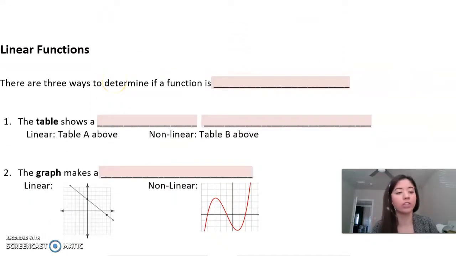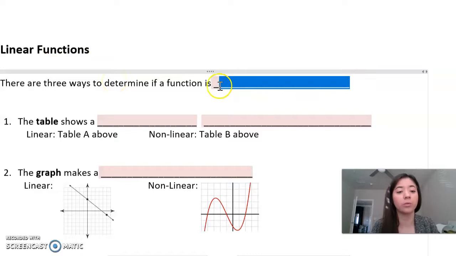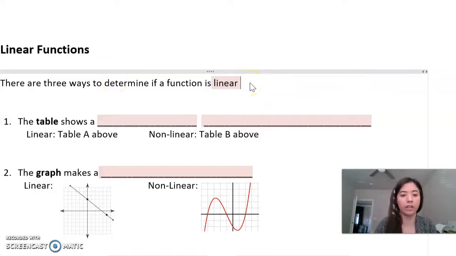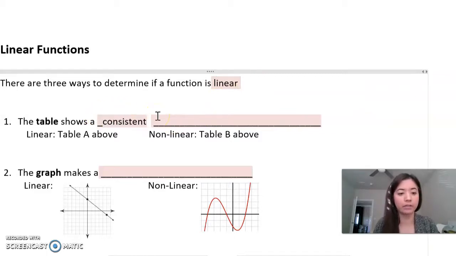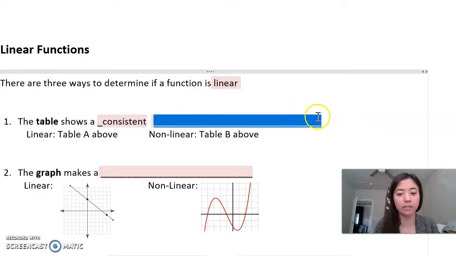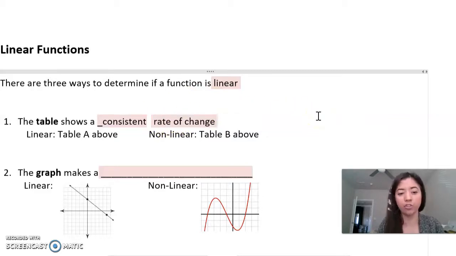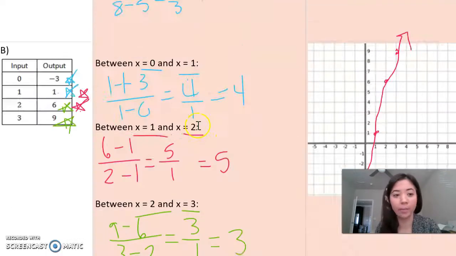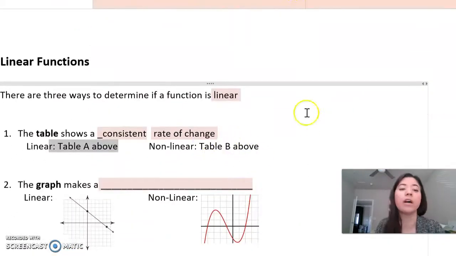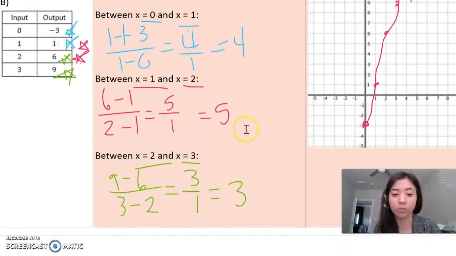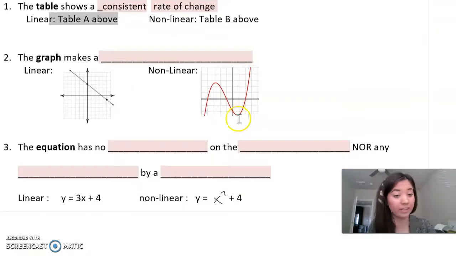So linear functions, there are 3 ways to determine if a function is linear. Just like above, the table shows a consistent rate of change. It is always the same. And I say linear, table A above. This one, we calculated a 1 every time. Versus nonlinear, table B. Our rates of change were constantly different.